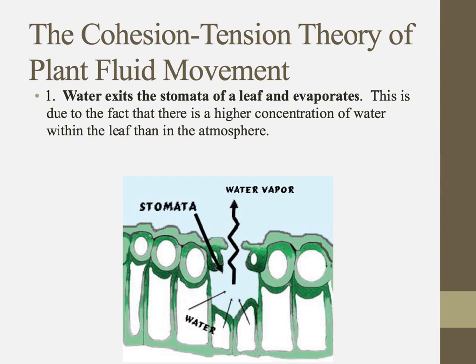Okay, so transpiration and the stomata and the guard cells, they're all linked in what's called the cohesion-tension theory of plant fluid movement. It really starts from the top of the plant down. It's easy to think of water movement as going from the roots up, but that's not how it happens. The first thing that's going to happen is water is going to exit through the stomata, and it's going to evaporate. And this is due to the fact that there's more water in here.